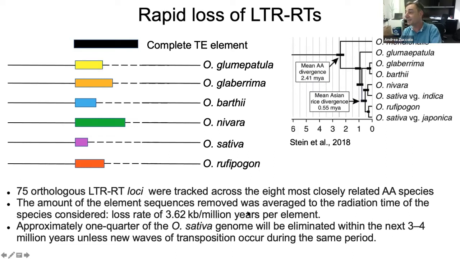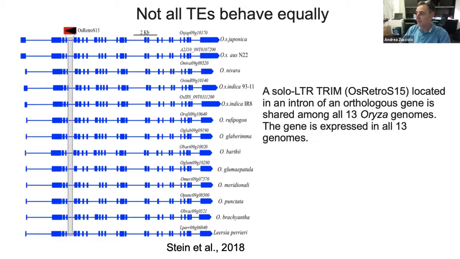This number in itself doesn't tell you too much, but think of it in this way. Basically, it's telling us that approximately 1/4 of the rice genome will be eliminated in the next 3 to 4 million years, unless new waves of transposition take place during the same period. Most of the TEs are removed, but some of them are fixed and retained. Here is an example of an element that is being retained in intron 4 of a gene that is present across the entire genus and beyond, because the gene and the insertion are present also in the outgroup Leersia perrieri.